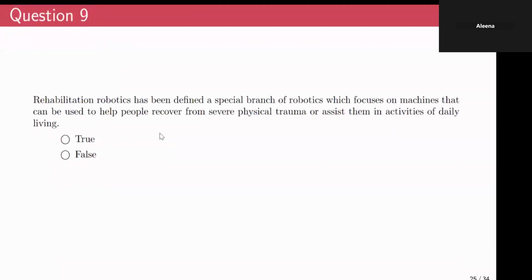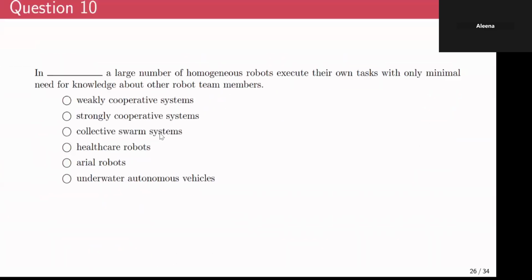And moving on to question 9. Rehabilitation robotics has been defined as a special branch of robotics which focuses on machines that can be used to help people recover from severe physical trauma or assist them in activities of daily living. Again, that is indeed true. Essentially, a rehabilitation robot assumes the role of a physiotherapist to help people regain their limb motion from physical trauma, or trauma associated with strokes. So that is indeed true.